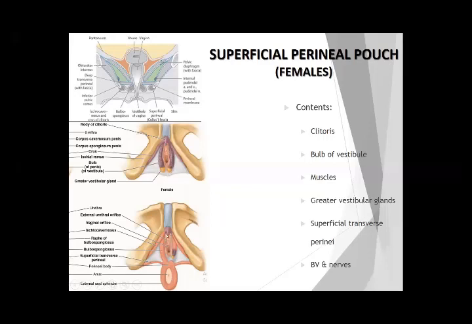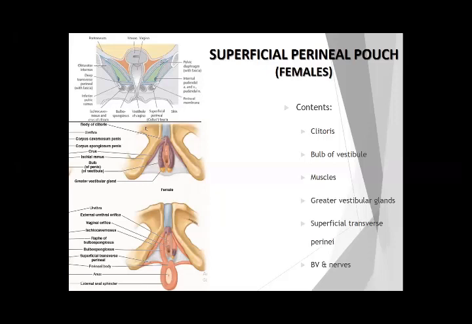Besides, you have these muscles, वही वाले bulbospongiosus, ischiocavernosus, and please note these P-shaped structures, yellow in color. They are the greater vestibular glands. Males में there were no glands. Superficial perineal pouch in the males contains no glands.